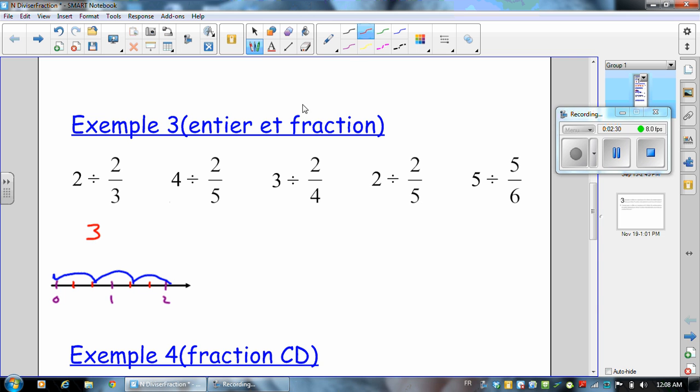Okay, moving on. How many 2/5 are there in 4? The answer would be 10. And again, if you don't see it, you can use a number line to visually show that. How many halves are there in 3? It would be 6. How many 2/5 are there in 2? That would be 5. And how many 5/6 are there in 5? That would be 6. Moving on.